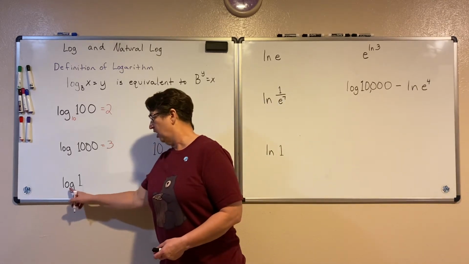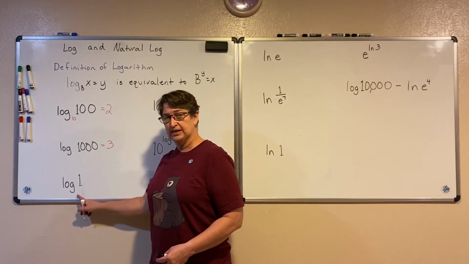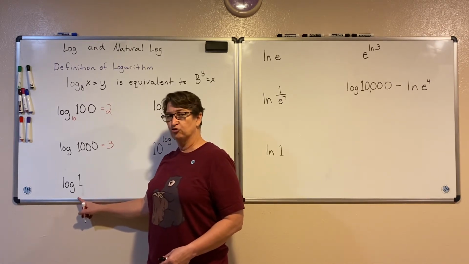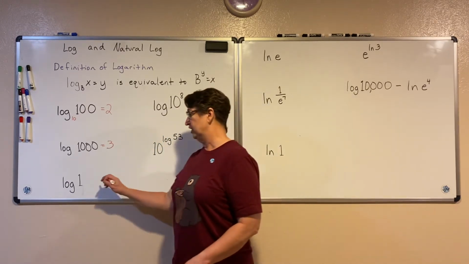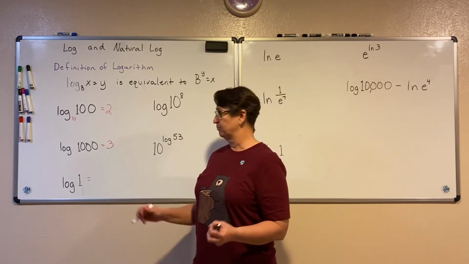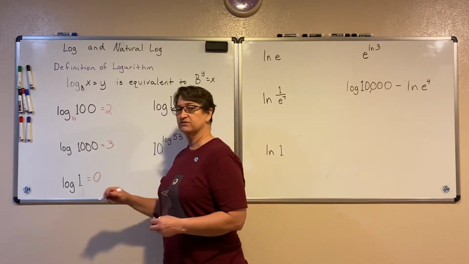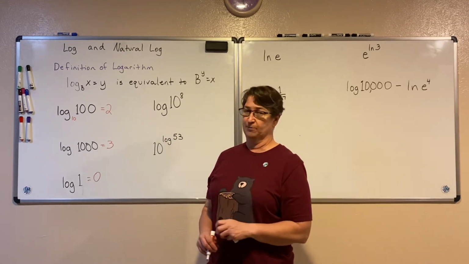Here, I have log of 1. Again, there's an understood 10 in my base. So 10 to what power equals 1? We learned in a previous video that anytime my argument is 1, my exponent is 0, because 10 raised to the 0 power is equal to 1.